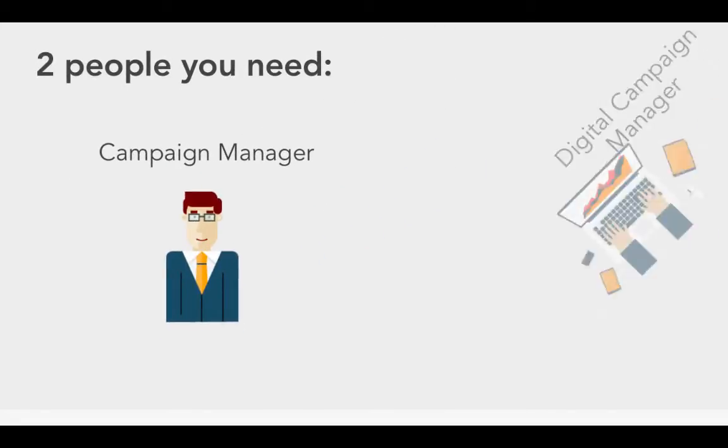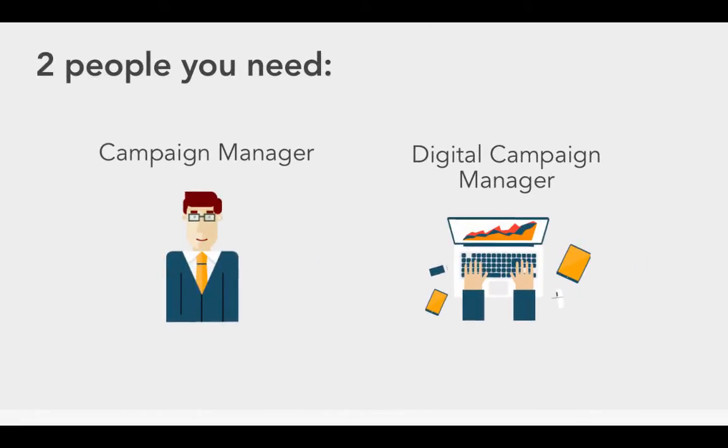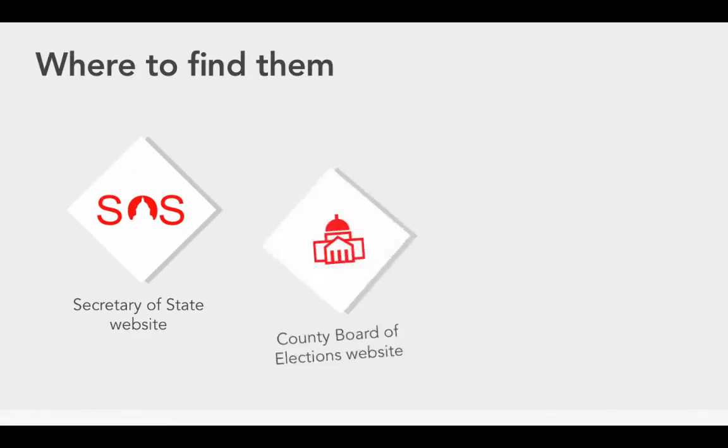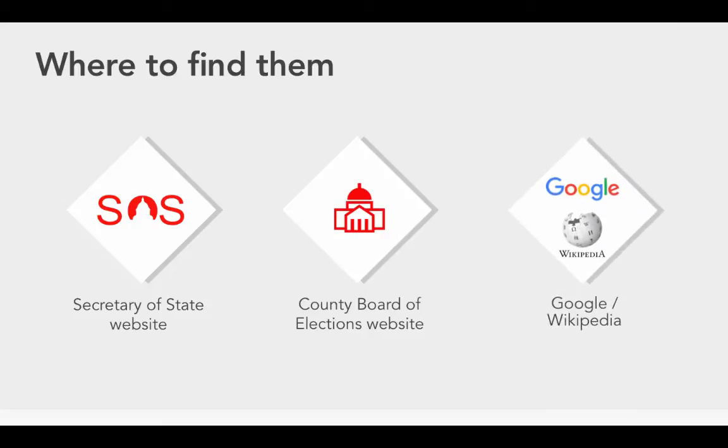Now, two people that you need are the campaign manager and the digital campaign manager. In some cases, you'll find that they may not have one or the other or either. If that's the case, you really want to speak to the actual political candidate themselves or the governing entity for that particular ballot initiative. You can find the names of the people running in your office by state by using the Secretary of State website, the County Board of Elections website, and of course, good old Google and Wikipedia.